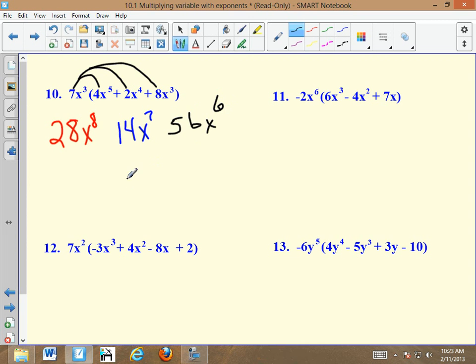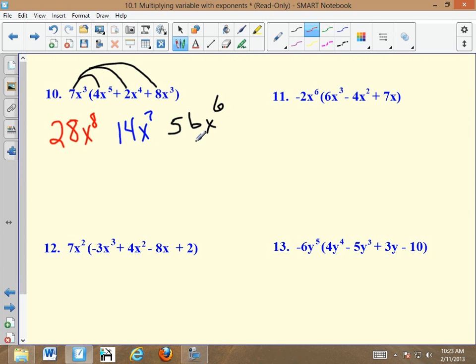Now, let me ask you something. Why would this be marked wrong on a test? Because what? It is simplified. You cannot add these numbers together. You cannot add numbers unless they have the exact same letters. No, they don't. This is x to the 8th. That's different than x to the 7th, and that's different than x to the 6th. So you cannot add those numbers together.